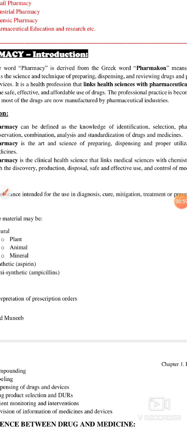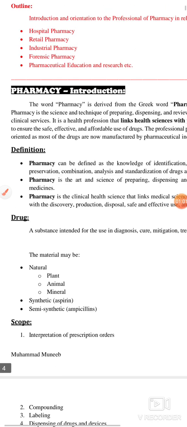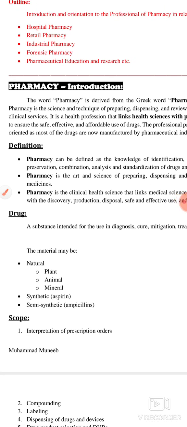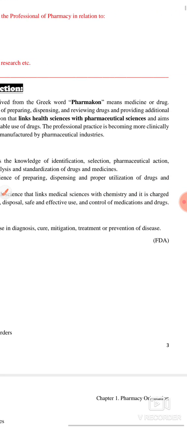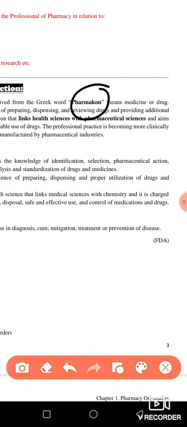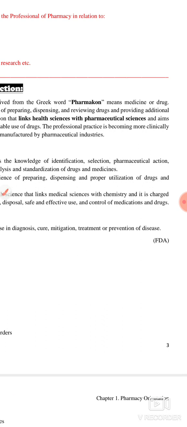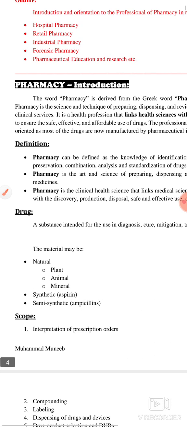First of all, we are going to see the definition of pharmacy. The word pharmacy is derived from a Greek word, pharmakon, and the word pharmakon means a medicine or a drug. So pharmacy is a science or a subject which deals with medicines and drugs, their interaction, their properties, their effect.